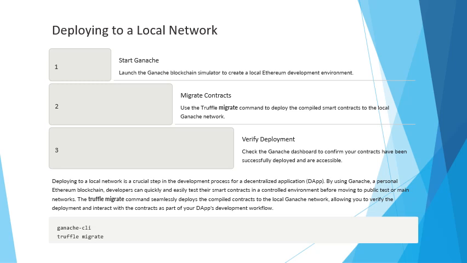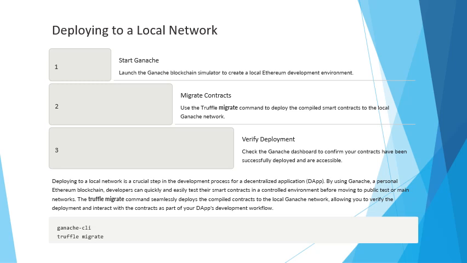To deploy to the local network, first we start Ganache. So we launch the Ganache blockchain simulator to create a local Ethereum development environment. We then migrate contracts. We use the truffle migrate command to deploy the compiled smart contracts to the local Ganache network. Then we verify the deployment. We check the Ganache dashboard to confirm that our contracts have been successfully deployed and are accessible.